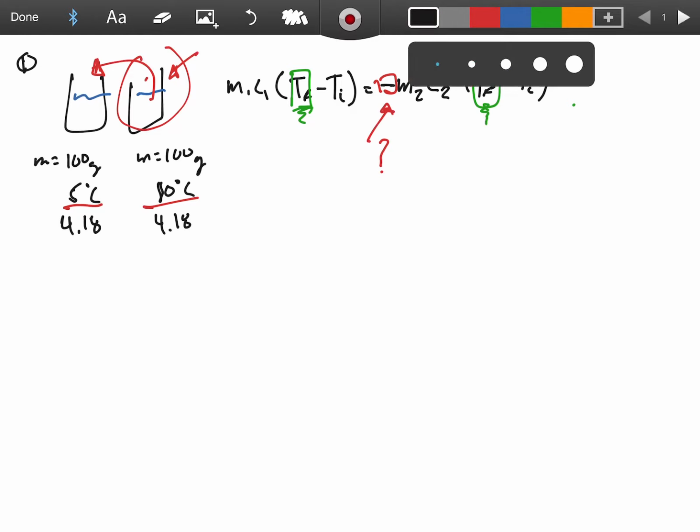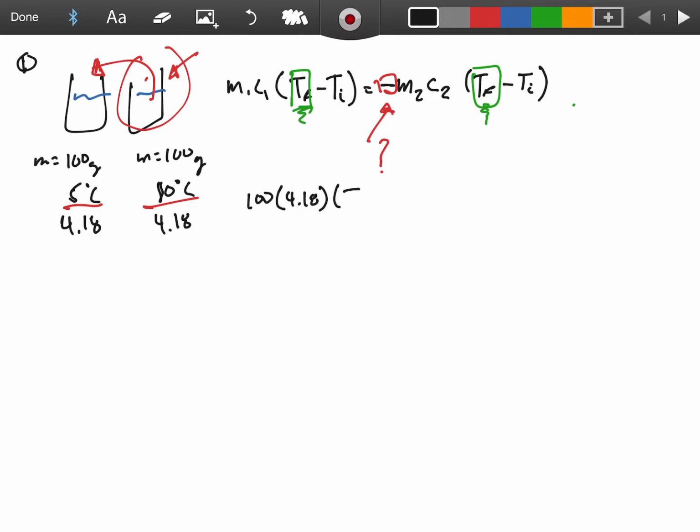So when I plug my numbers in, you're going to have 100 times 4.18 times T, I know that they're both going to be the same, minus 5, this is the cold one, equals negative 100 times 4.18 times T minus 80, and that's the hot one. Okay, great. So now I can run through.